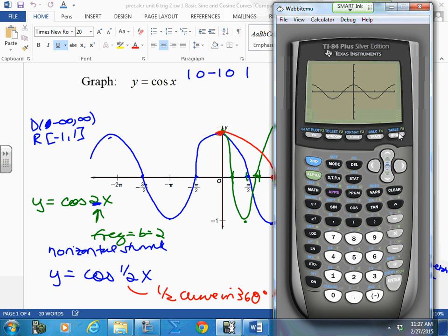And if you only want to look at the right-hand side, just make your min on your x be 0. And just look at the right-hand side. If you just need to do the 0 to 2 pi, just look at that part of it. Whichever part you need to look at.